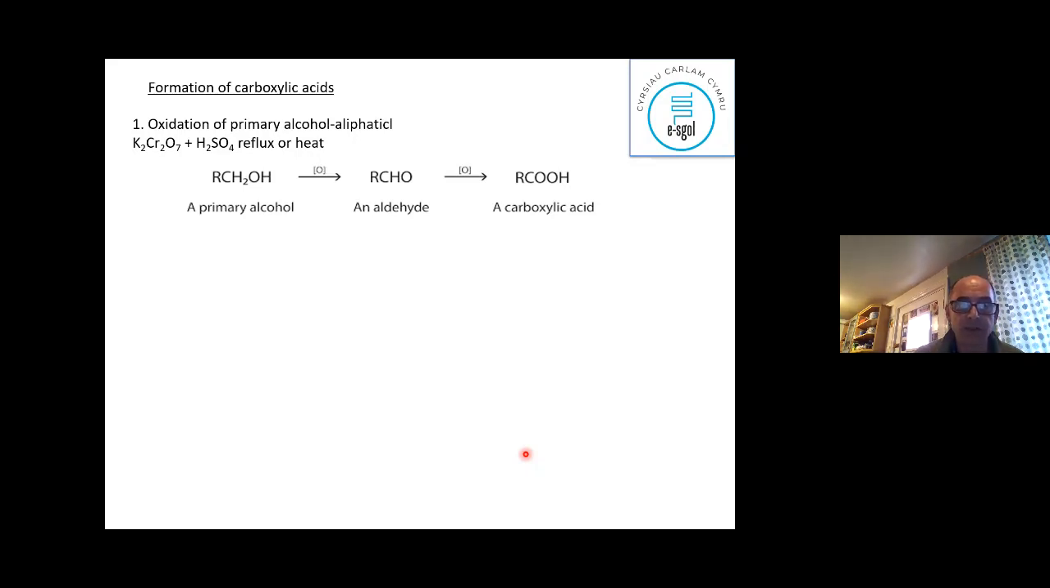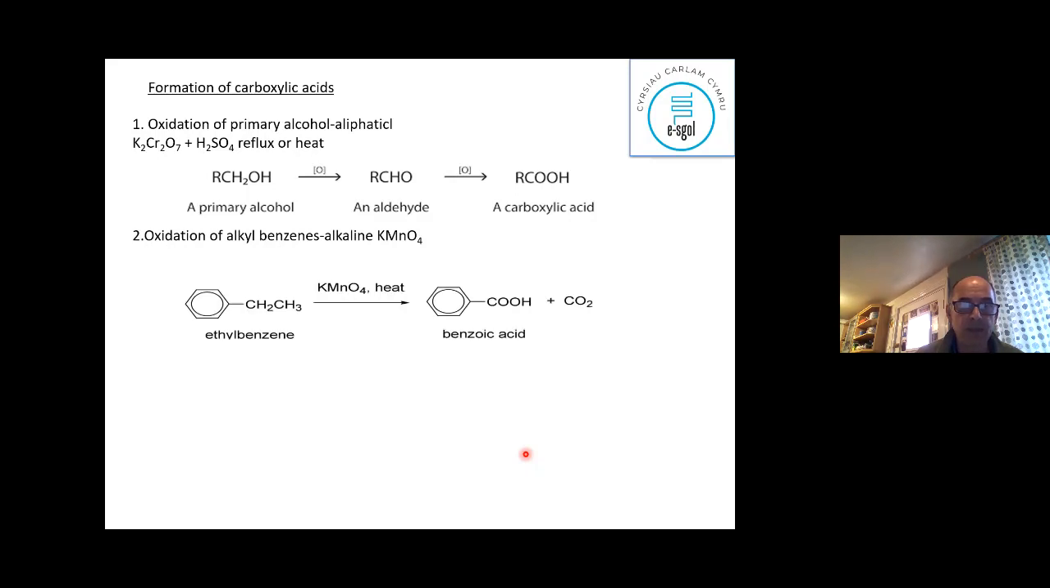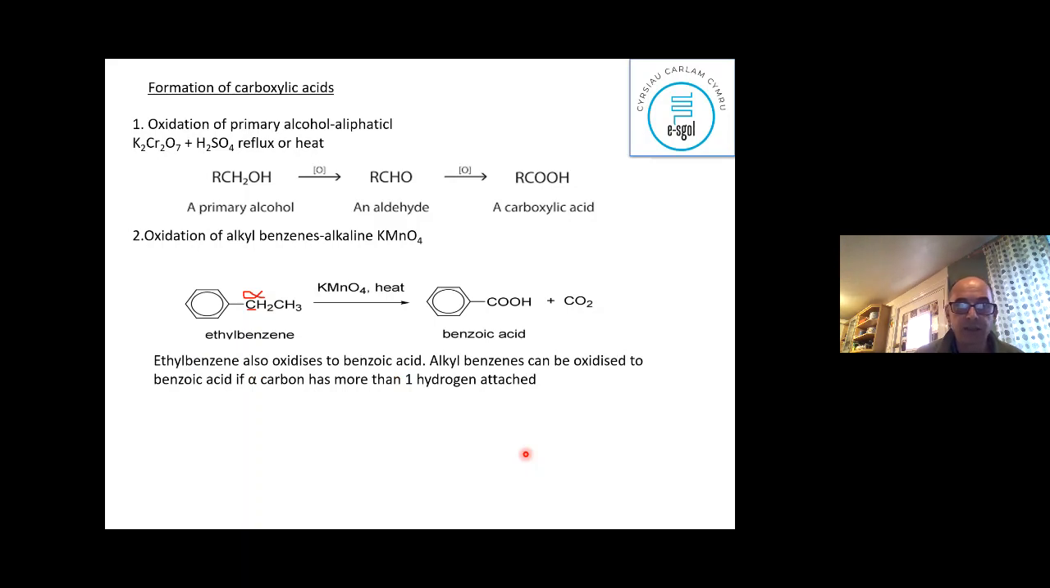We have oxidation, as we said, from a primary alcohol. For ethylbenzene, for aryl or benzene derivatives, you use alkaline potassium permanganate, which is a stronger oxidizing agent. We have the alpha carbon there. If there are hydrogens on it, then it will be oxidized down to benzoic acid. Then there's hydrolysis of nitriles, which we just looked at. If you have a nitrile with sulfuric acid, hydrolysis will make a carboxylic acid.